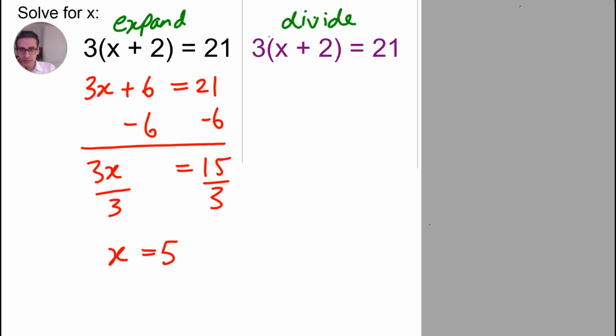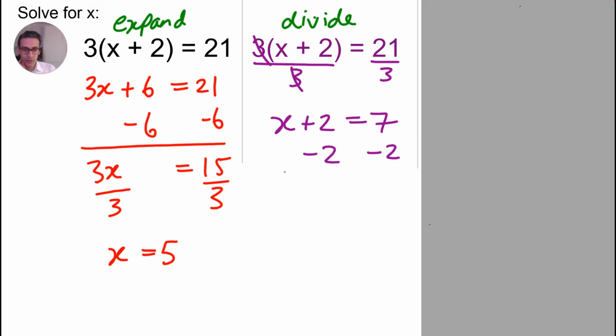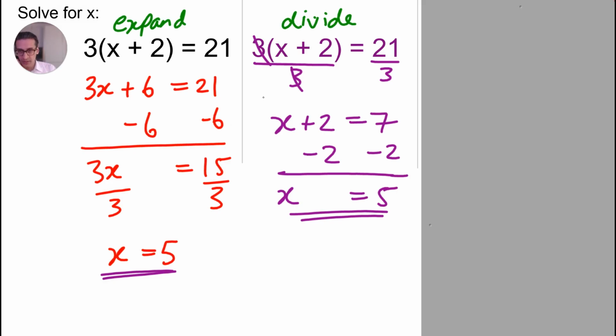The second way I could have done the same question is I could have divided by 3 first, because 3 brackets x plus 2 means 3 lots of x plus 2. So we divide by 3, the 3s cancel out. So I get x plus 2 equals 21 over 3, which is 7. And then I'm going to take away 2, take away 2. So x equals 7 minus 2, which is 5. So you get the same answer. Both methods give you the same answer.